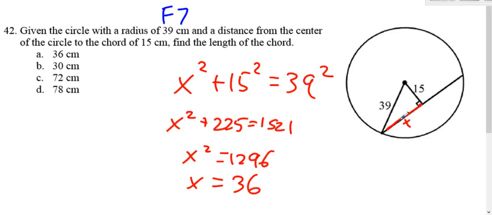But that's only for that piece of the chord. There's a theorem that says when a radius intersects a chord at a right angle, it bisects it, it cuts it in half. So these are both x, so that's 36, and that's 36. So the whole thing is 72.